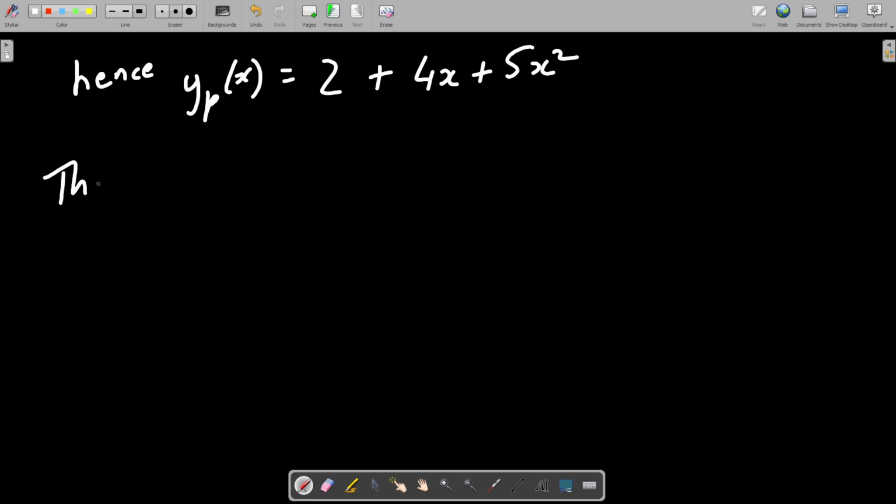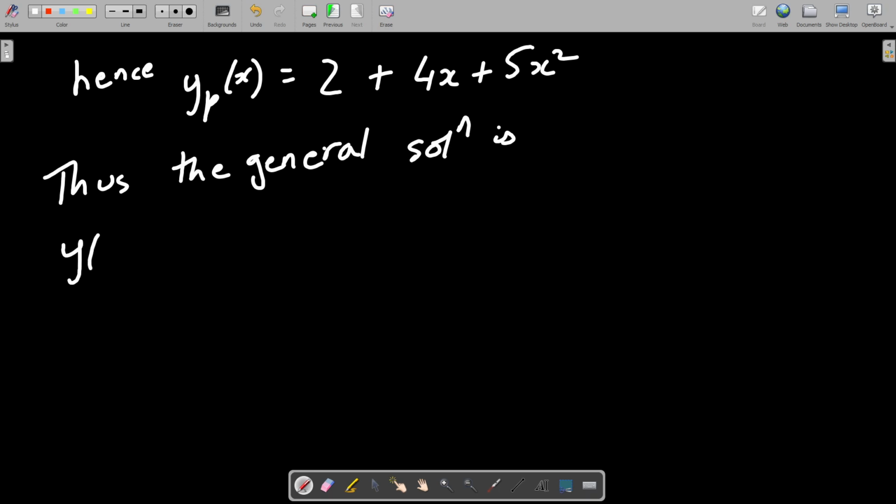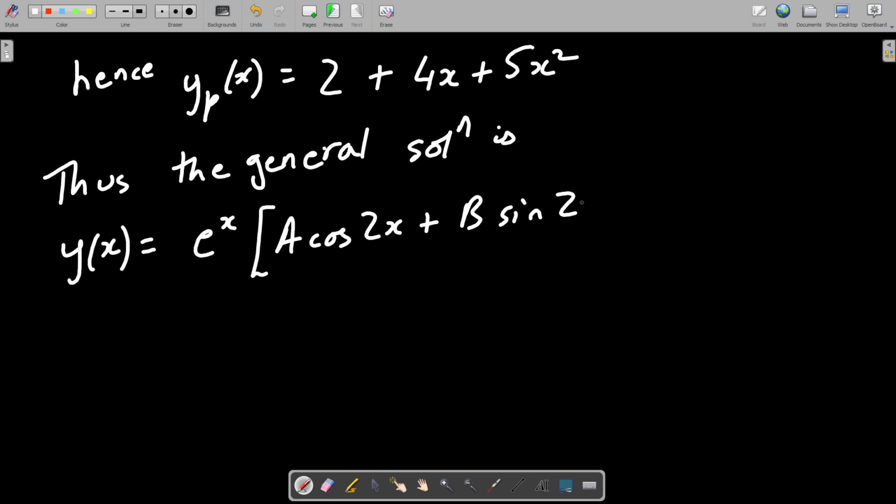Okay. Thus the general solution is y of x is equal to e raised to x, a times cos of 2x plus b times sin, okay. So this is your solution.